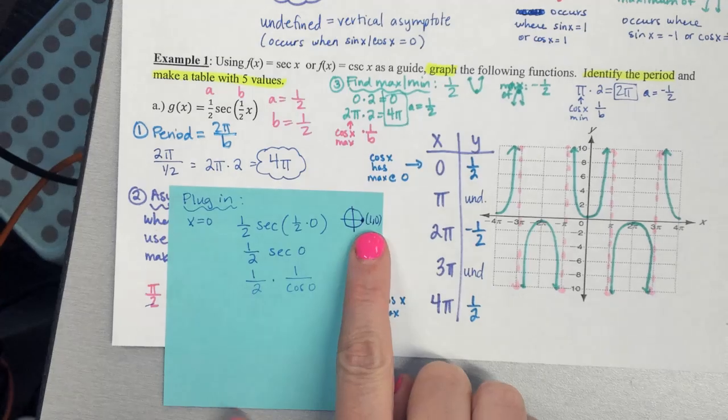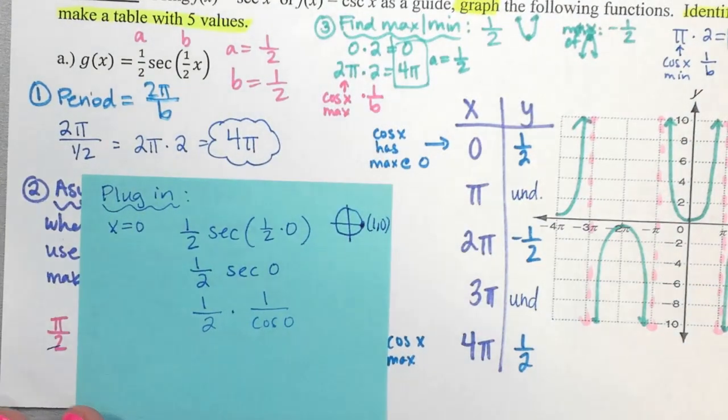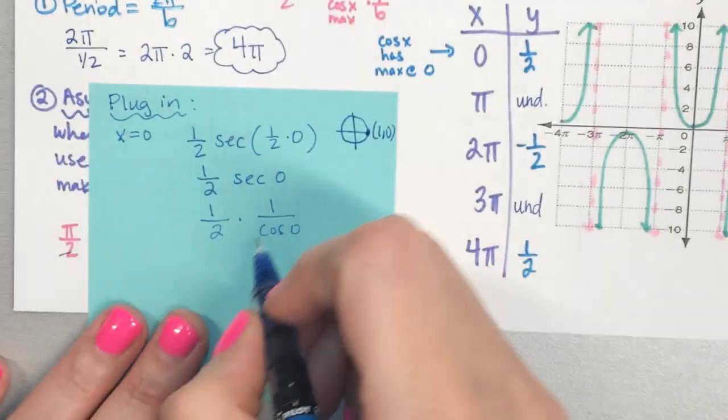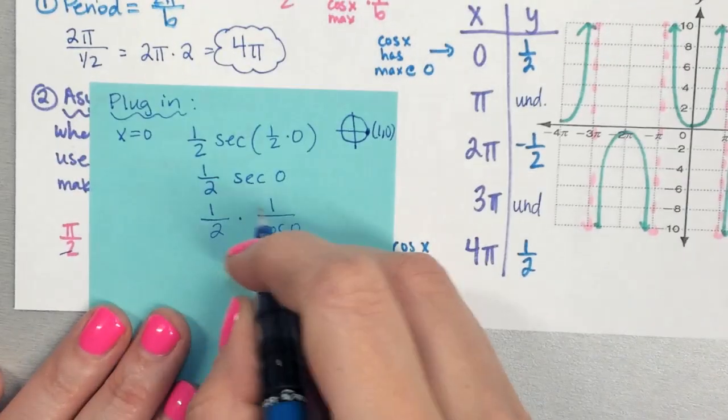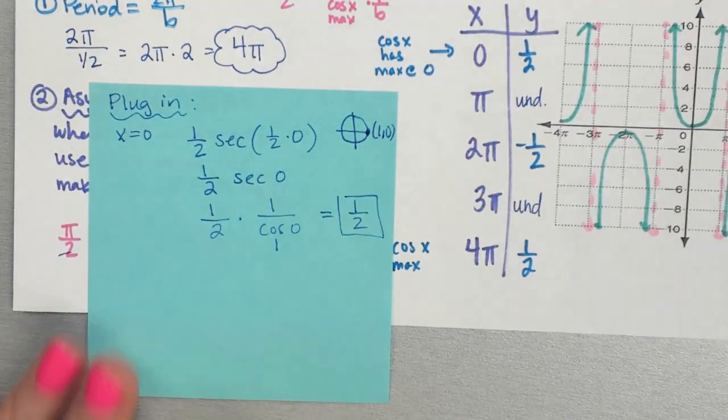Or you can think of your unit circle. The cosine is always the x value. So if you do 1 divided by 1, right? This is just 1/2 times 1, or 1/2.